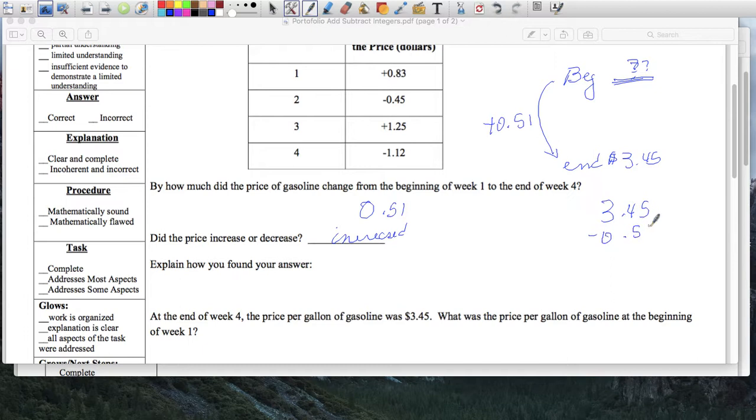4, borrow, that becomes 14, and our starting price was 2.94. That makes sense, because if we started at 2.94 and it changed 51 cents, it went up to 3.45. Okay, so at the beginning of week 1, the price of gas was 2.94. Okay, and that's it. It's a very short video, and that's pretty much it.